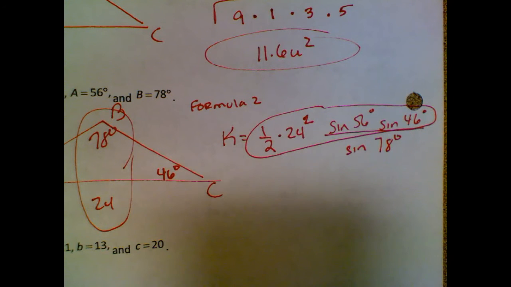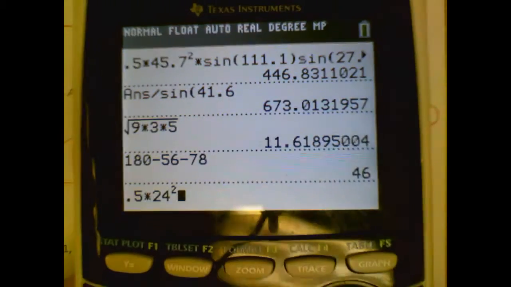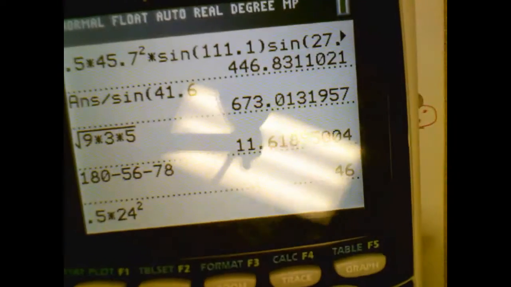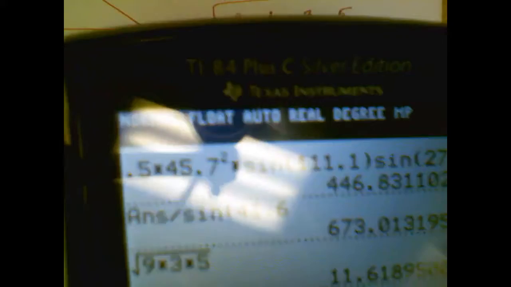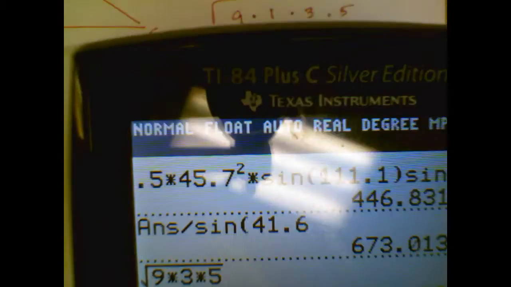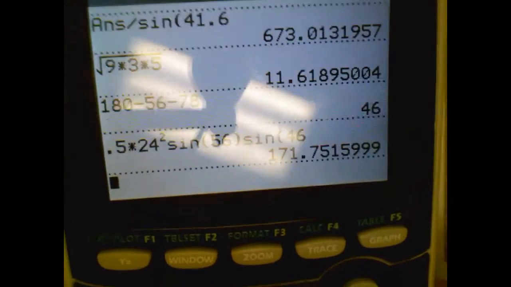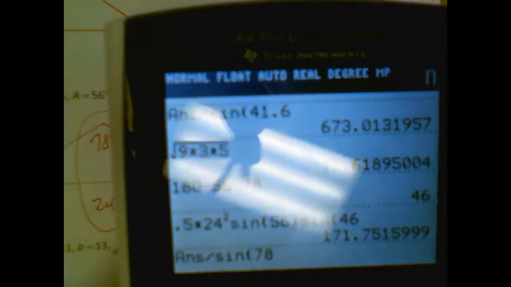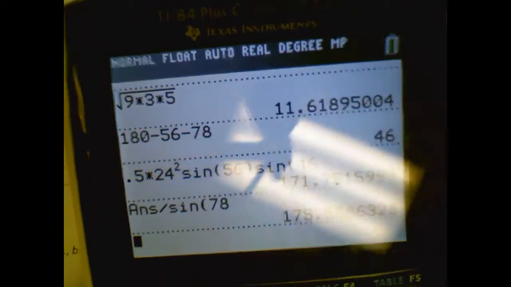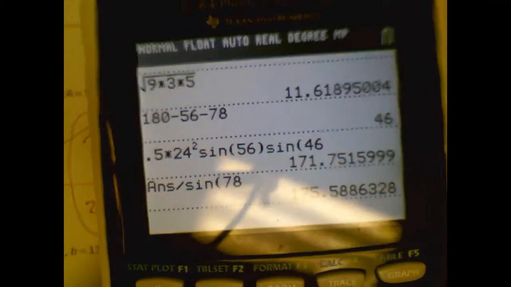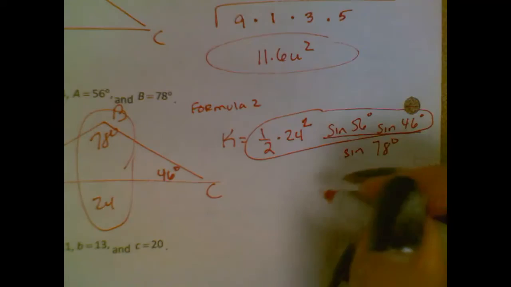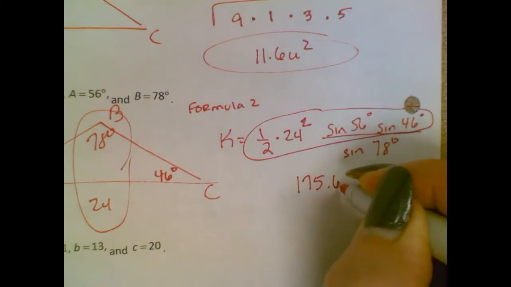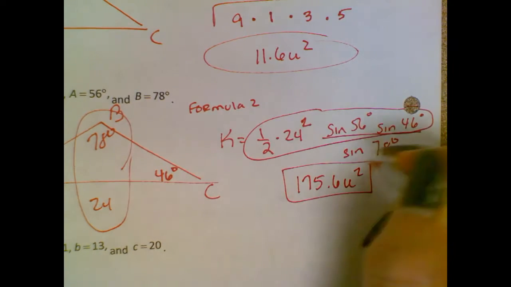Wait, why is it that one again? 1/2 times 24 squared times sine 56 times sine 46. So you get 171 divided by sine 78. It's 175.6 units squared.